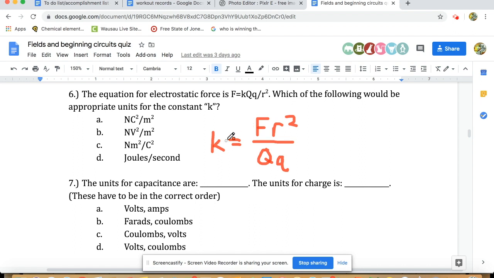Now what we do to figure out the units for k is that we would just plug in the units for everything else. So force is measured in newtons, r is measured in meters, and this is squared, and then coulombs is a measure of charge, but there's two of them multiplied together, so it's coulombs squared, and indeed that matches up with C. Now the units for capacitance are farads. Units for charge are coulombs, so the one that matches up with this is B. Voltage measures volts, amps measures.